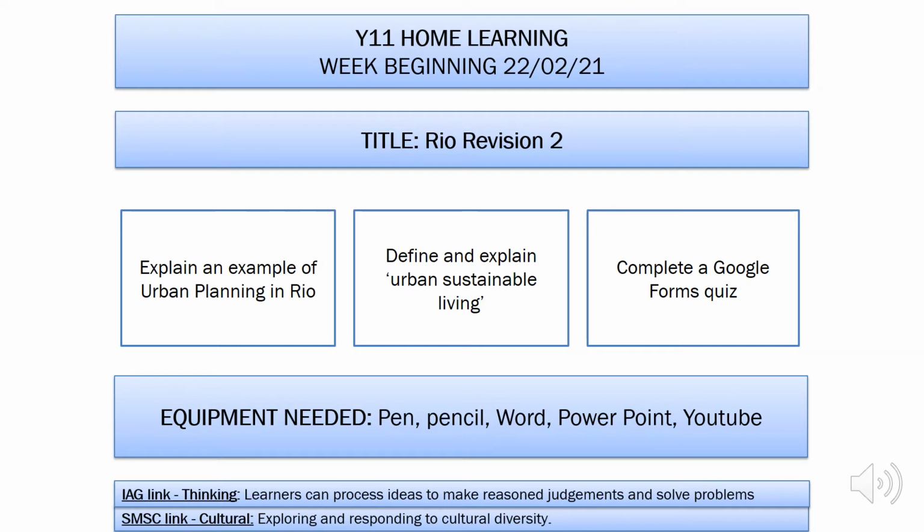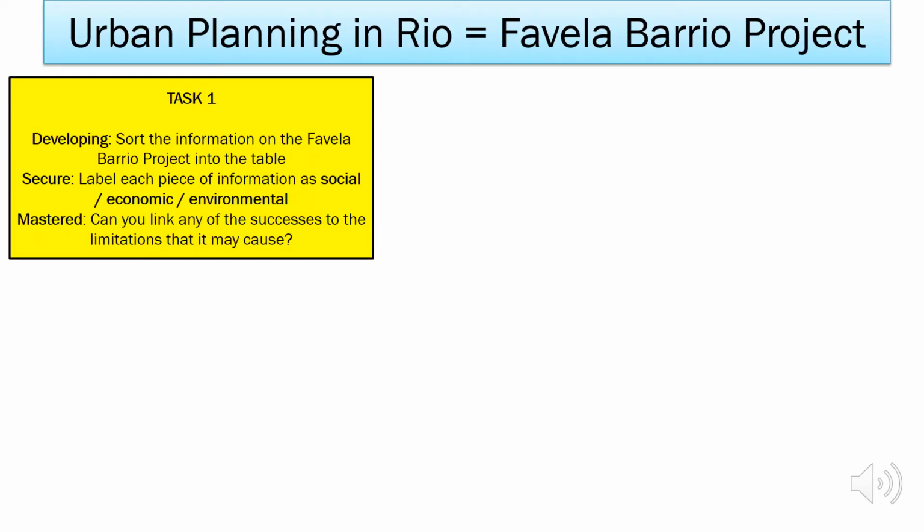For this lesson we are going to explain an example of urban planning in Rio, define and explain what urban sustainable living is, and finally you will complete a Google Forms quiz. For this lesson again you will need a pen, pencil, Word document and the PowerPoints, and then YouTube so you can access this video. Make sure that you're referring to Class Charts for information on what tasks to complete based on the MG level that you are working at.